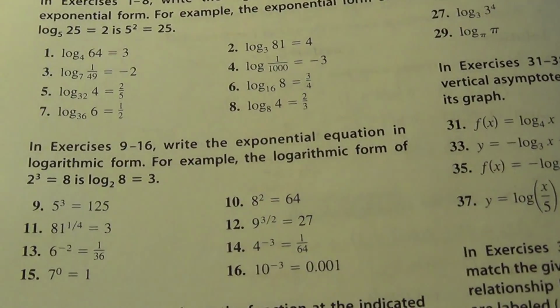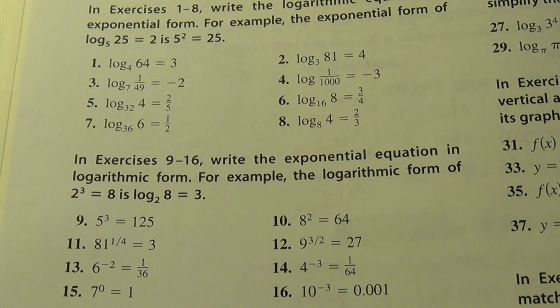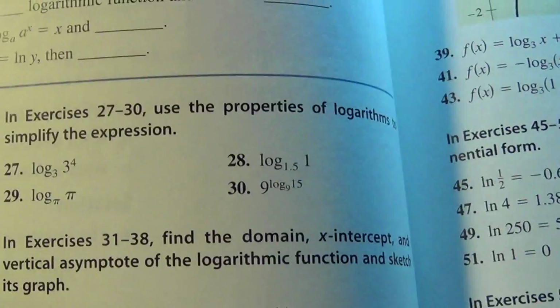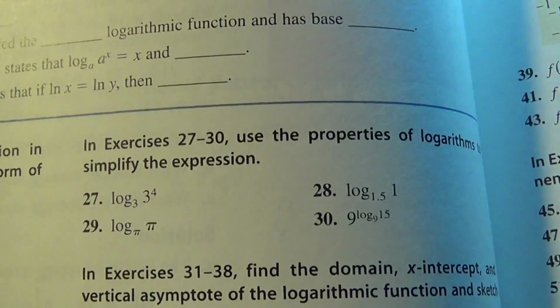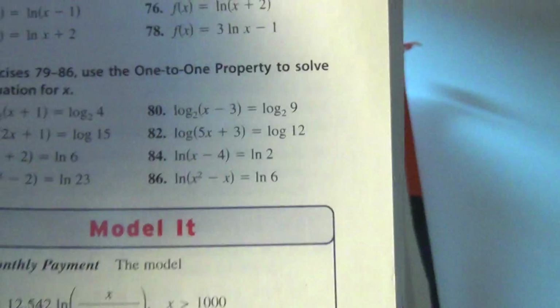And I hope you're okay. So we did 1 through 16, and then we did 27 through 30. That's showing up in a weird light. And we did 79 to 86.